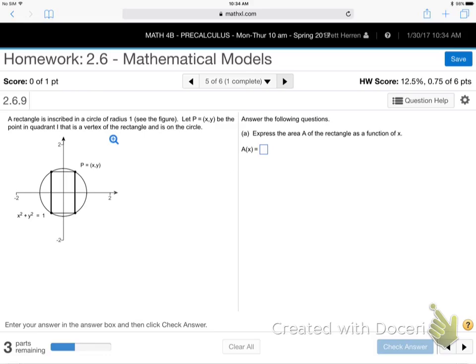So let's go through and find our formulas. They want the area of a rectangle. You know area of a rectangle is length and width, or base and height, whatever you want to call them. It really doesn't matter, but we're used to base and height, so we'll stay with that. So what's the base of that rectangle? Now be careful.